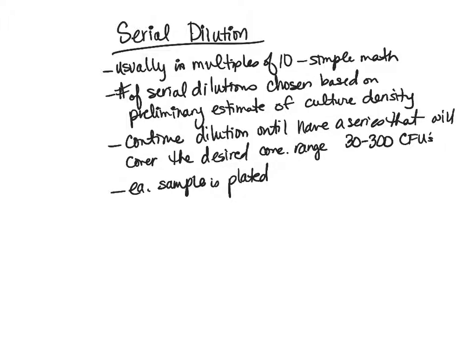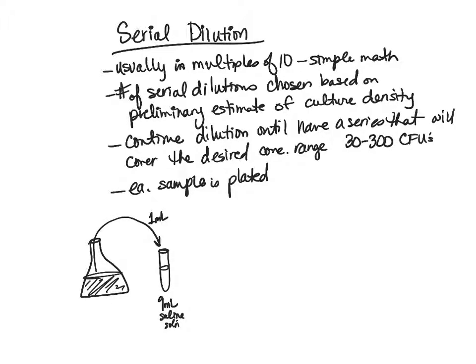So we go through a series of dilutions, and in the text there's a great image of this, but we have our initial culture here in our flask, let's say, and it's kind of cloudy here. So then what we'll do for our serial dilution is that we will have our test tube, and it's going to contain 9 milliliters of saline solution, for example. And then we can take 1 milliliter of the original sample, 1 milliliter of that into our 9 milliliters. So this is going to equal 10 milliliters total.